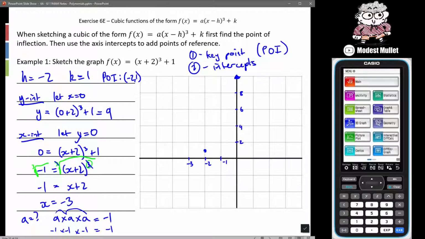So let's put in our key points here. Let's use maybe red. So that was our point of inflection, and we label in coordinate form always, -2, -1. The x-intercept was, what did we say, -3, 0, and our y-intercept up here was 0, 9.